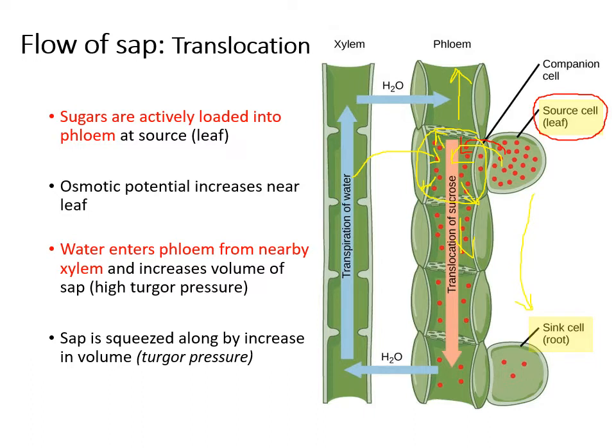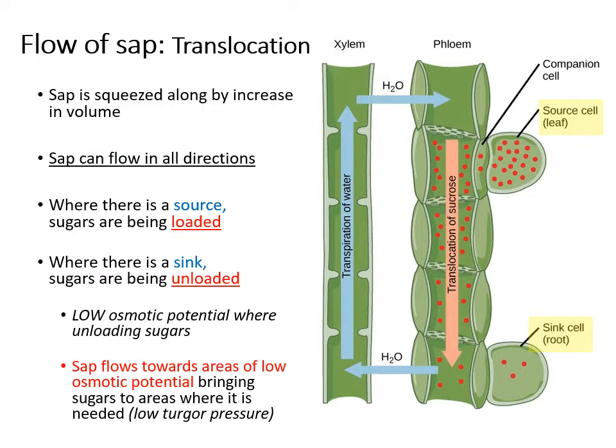So that's why xylem is always beside phloem, because we need to have water in close proximity to phloem to make sure that as the phloem gets sugar put into it, water can freely move into the phloem through diffusion and osmosis and increase the volume, causing the sap to push through turgor pressure to other parts of the plant.